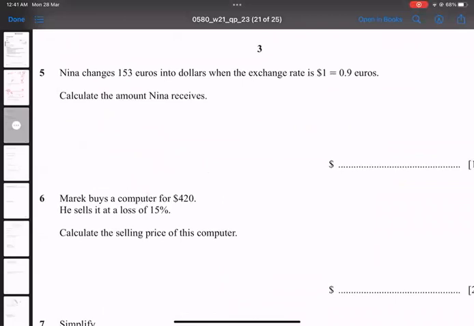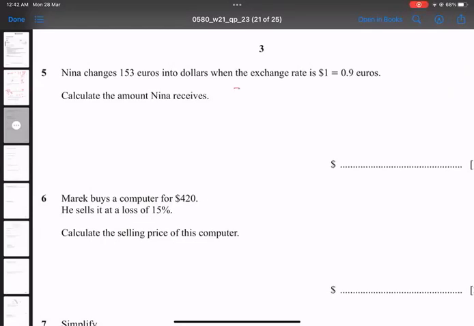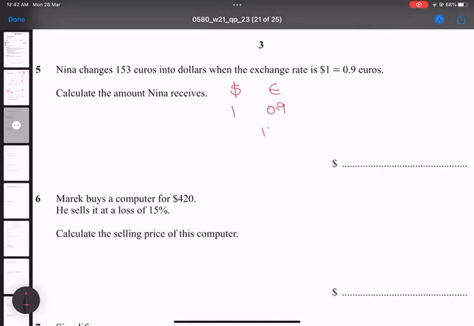All right, so Nina changes 153 euros in dollars when the exchange rate is this much. We can do it in 2 ways, but the best technique is cross multiply. Write the title here, dollar sign, and euro. Just write euro like this. $1 is equal to 0.9, and I want to find 153 euros equals how many dollars? D is for dollar, cross multiply, and we can get our answer.